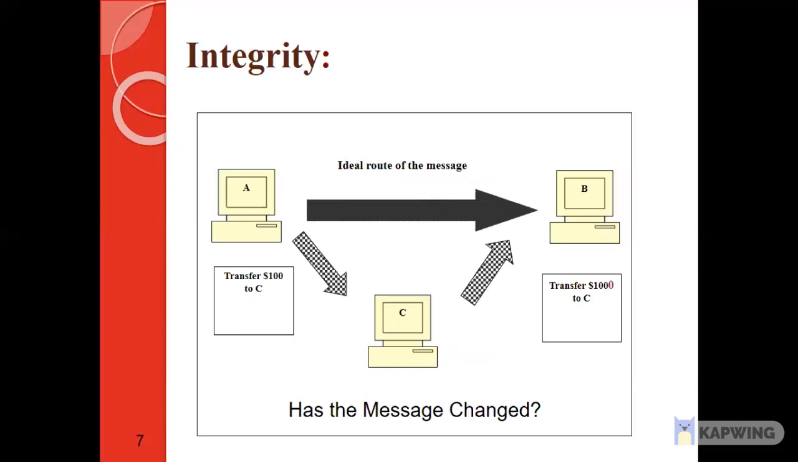Then integrity of our data. Has the message changed? Whichever message is sent from the sender, is it received as is by the receiver, or has someone made changes in that message? That is integrity. For example, the message is "transfer $100 to C", but here we can see it is changed to "transfer $1000 to C". So has the message been changed while transferring the data from one location to another? Integrity should be there.